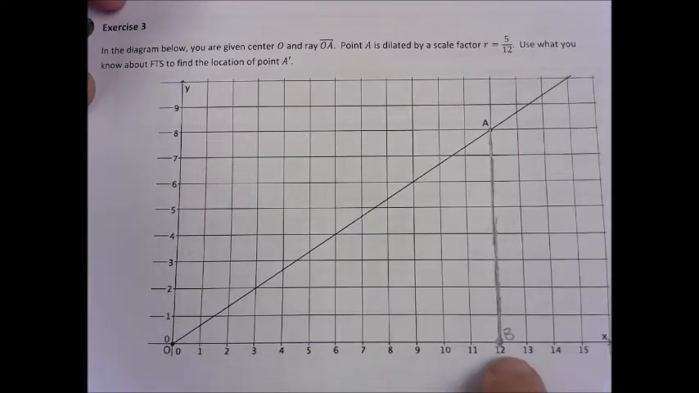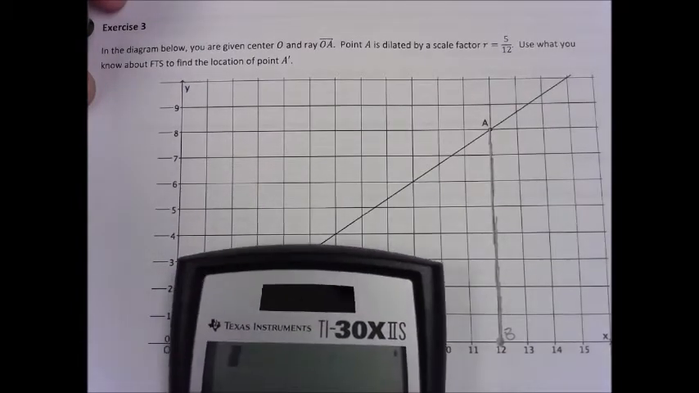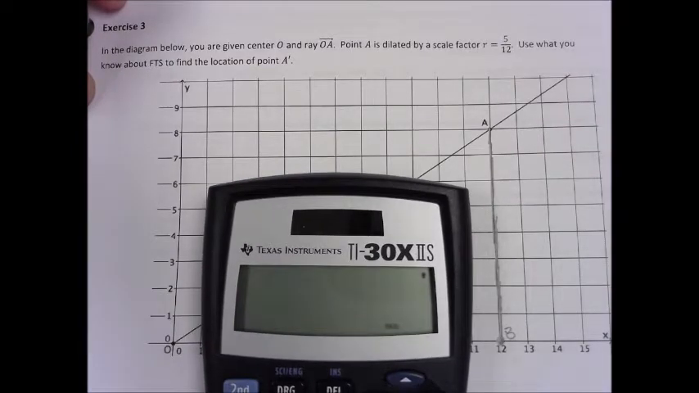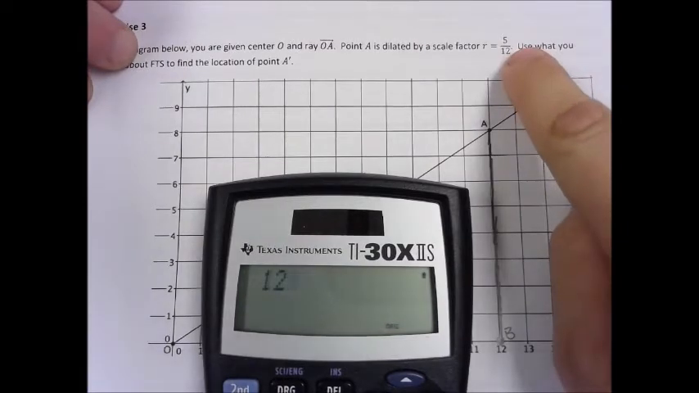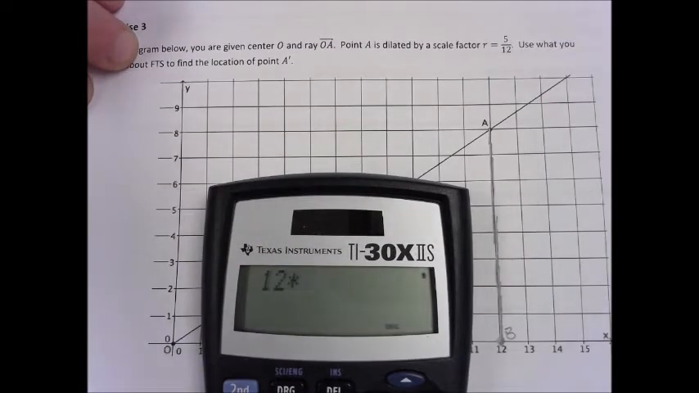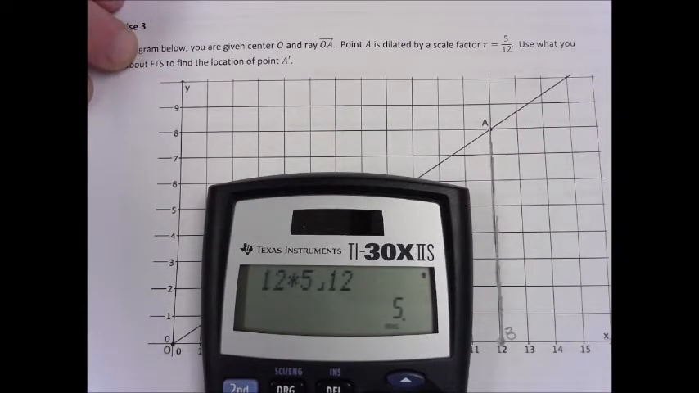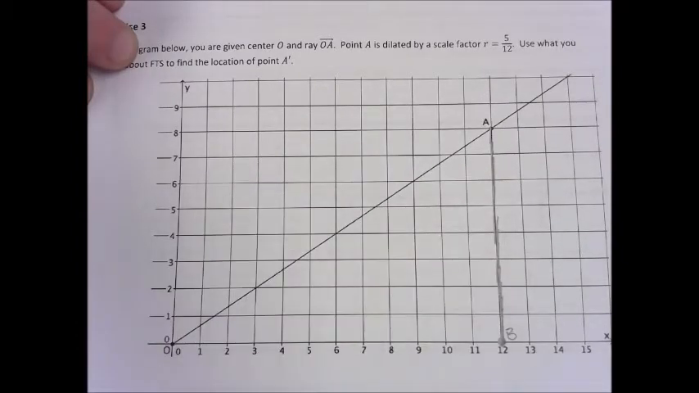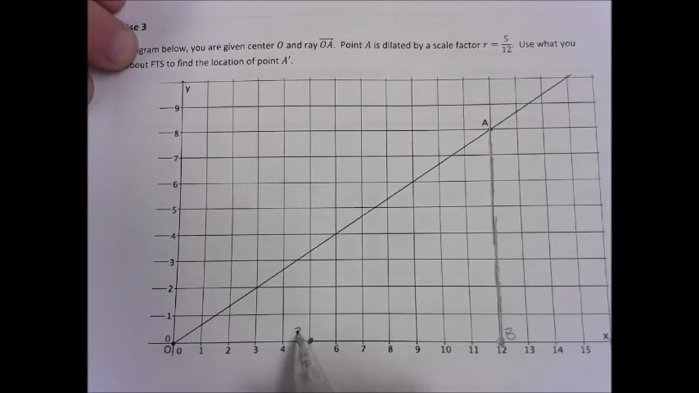Because point B is 12, we can grab a calculator, if that helps you a little bit. Hopefully you can see this. We're going to take that 12 that we found for point B and multiply it times our scale factor of 5/12. So 12 times 5/12 equals 5. Now 5 tells us where B prime is. So we move on down to 5. Here is our B prime.